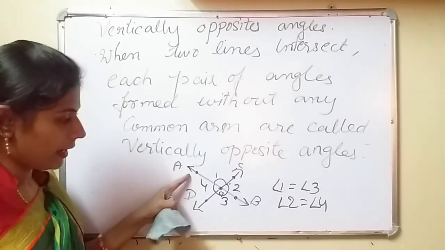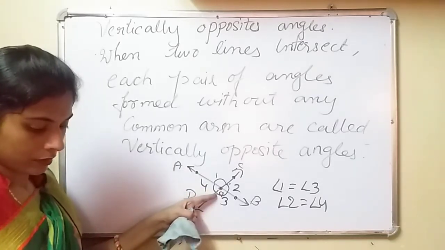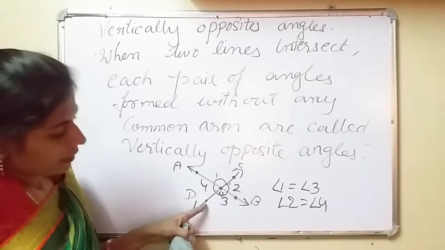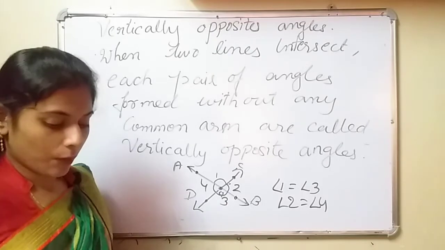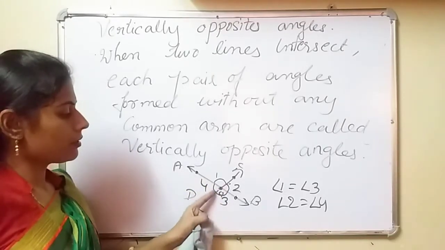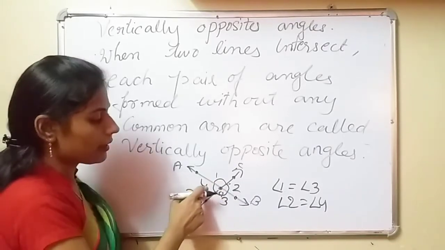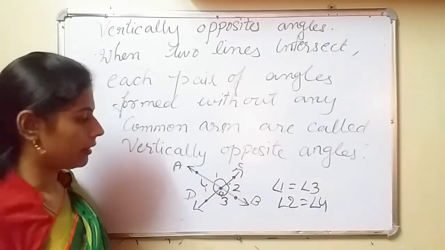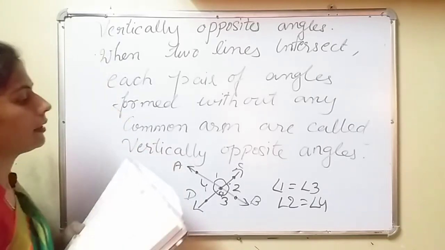How angle AOC and angle DOB are vertically opposite angles because they have no common arm, these angles are opposite angles, and the sum of these four angles is equal to 360 degree. Okay.